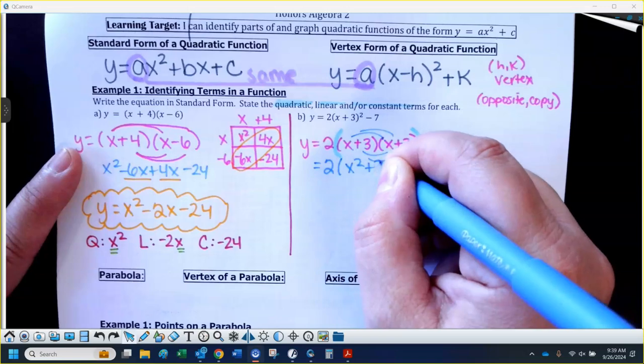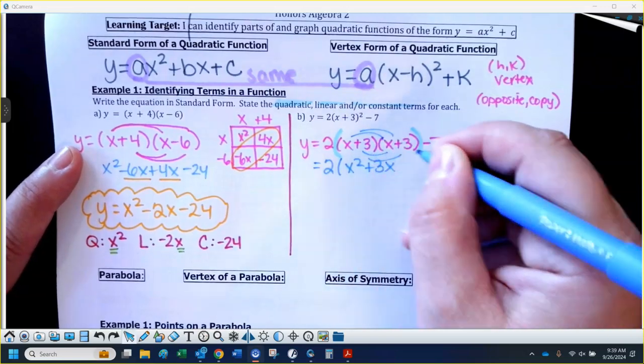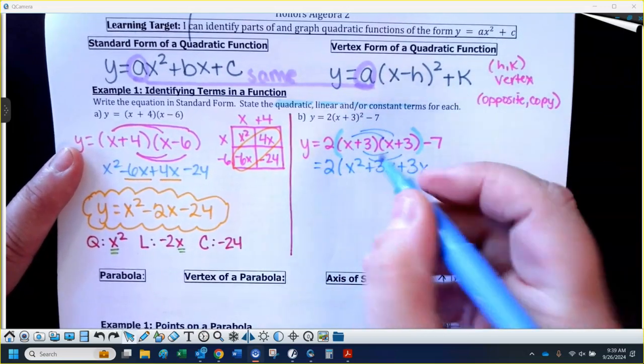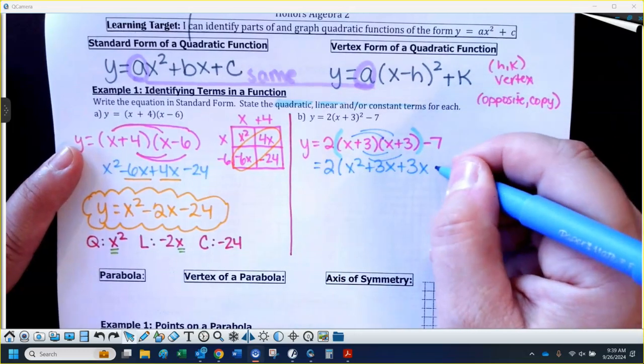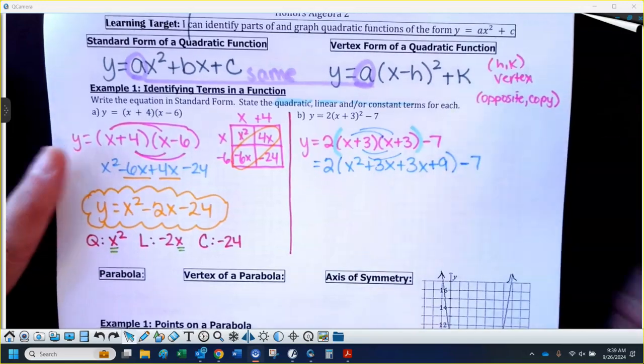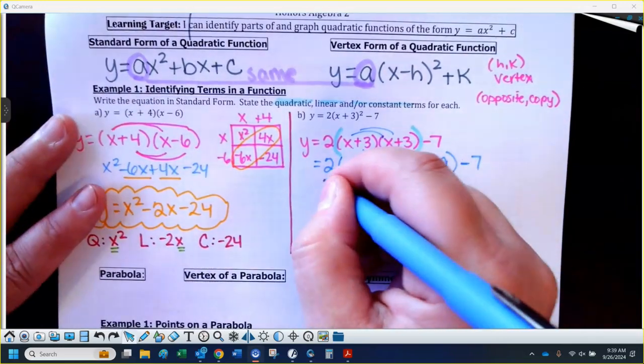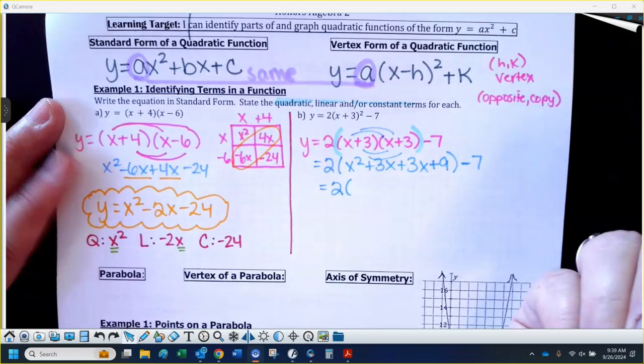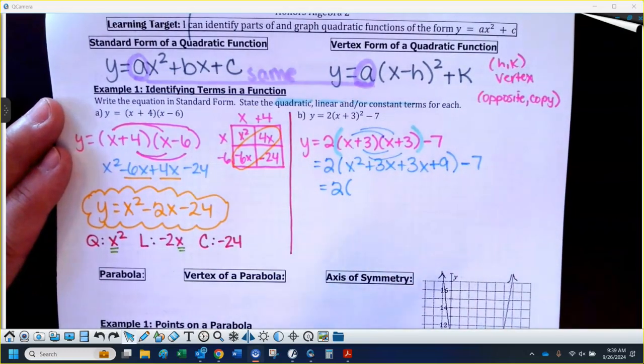X times 3 will give you 3x. Then you get another 3 times x, so you get another 3x. And 3 times 3 is not 6, which I put last period. It is 9, so don't mess that up like I did. And then I'm just bringing down the negative 7. If you want to do this in fewer steps than I'm doing, that's completely fine. I'm just trying to show you where it comes from.